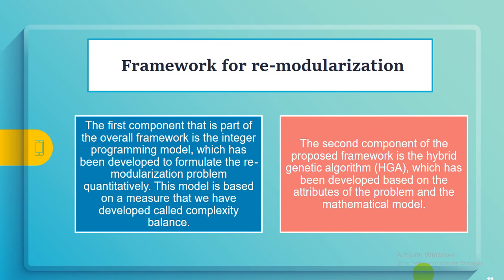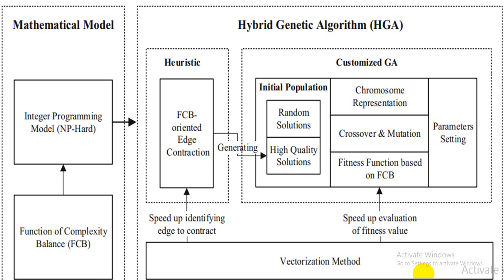The first component of the overall framework is the integer programming model, which has been developed to formulate the remodularization problem quantitatively. This model is based on a measure that we have developed called complexity balance. The second component is a hybrid genetic algorithm, which has been developed to solve the problem and the mathematical model. This is the framework for software architecture modularization.